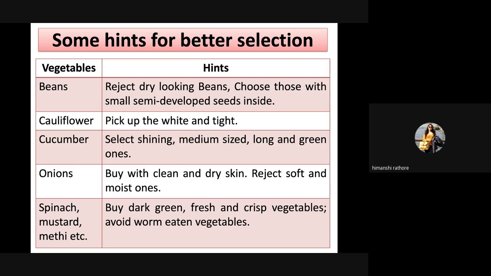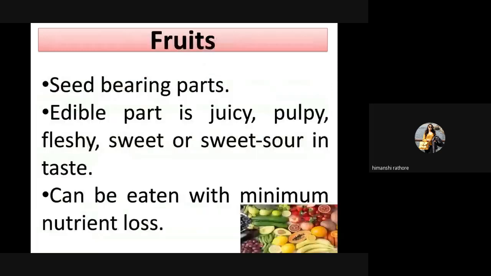So these are some hints. I can't cover all the vegetables, so I have taken vegetables from each category. You can note it down, and then later you can read it from your reading material too, what points you have to keep in mind while purchasing vegetables.